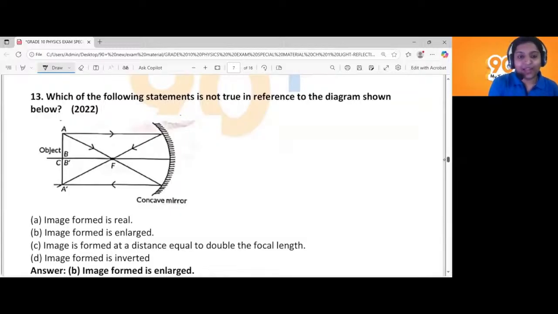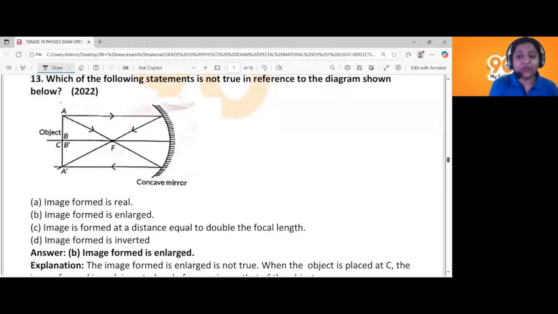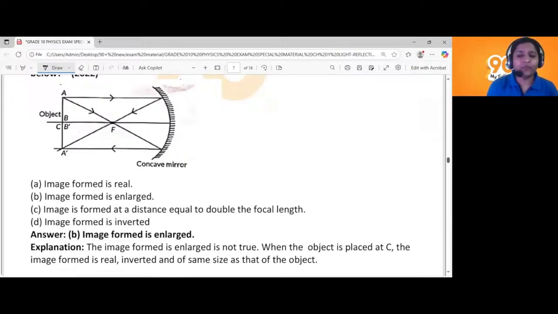Which of the following statements is not true in reference to the diagram shown below? Okay, just analyze the diagram. It's a concave mirror. Object is placed at C and image is formed at C. Images of same size. Let's see the options. Image formed is real. Okay, correct, right? Image formed is enlarged. Is it? No, the image formed is of same size.